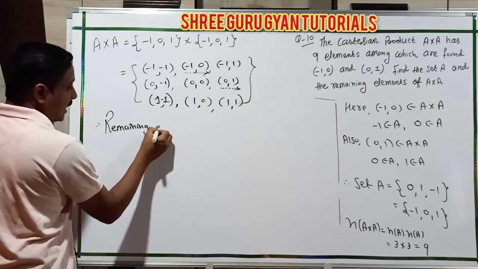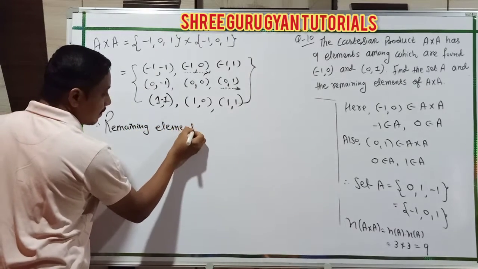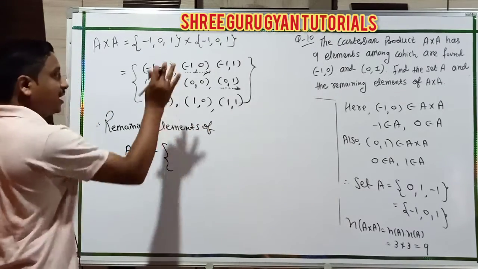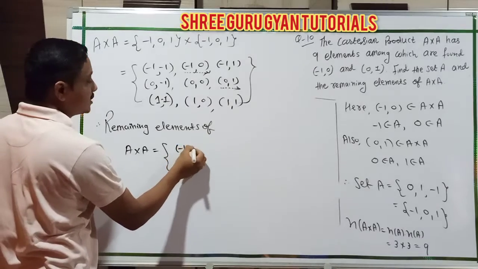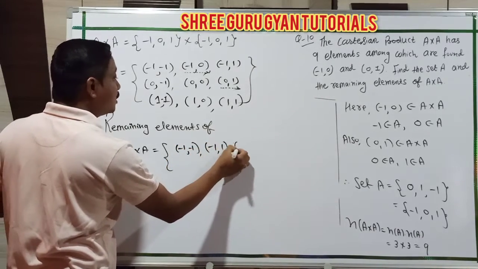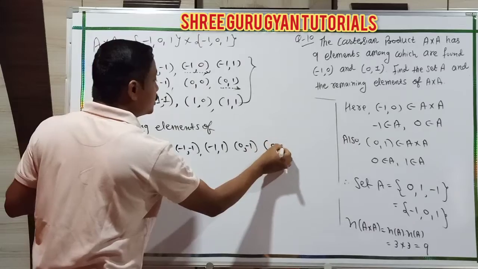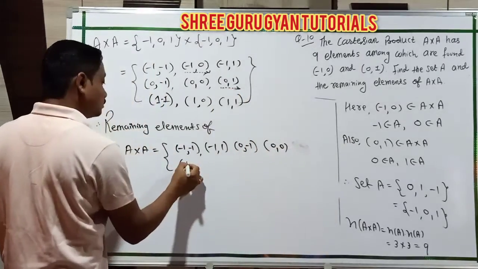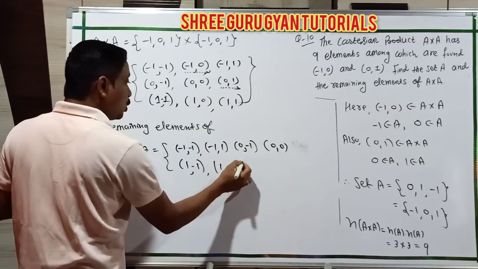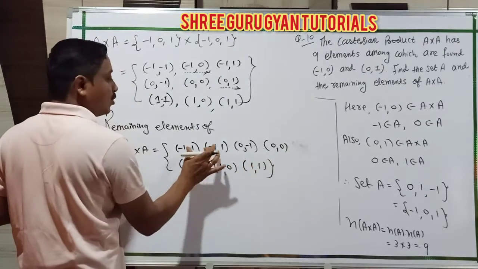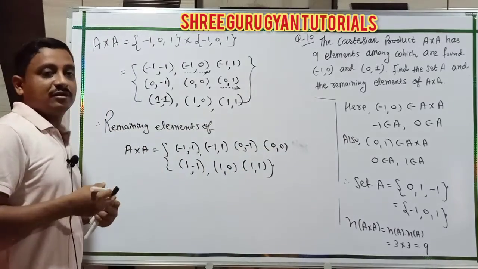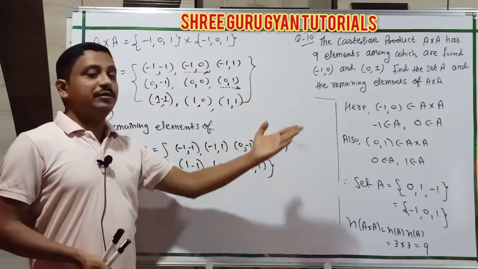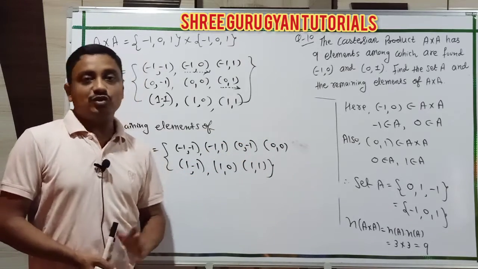Therefore, the remaining elements of A cross A, it's very easy, are all the others: (-1, -1), (-1, 1), (0, -1), (0, 0), (1, -1), (1, 0) and lastly (1, 1). Check: 1, 2, 3, 4, 5, 6 and 7. These 7 elements, students, are the other elements of A cross A, and this is over.